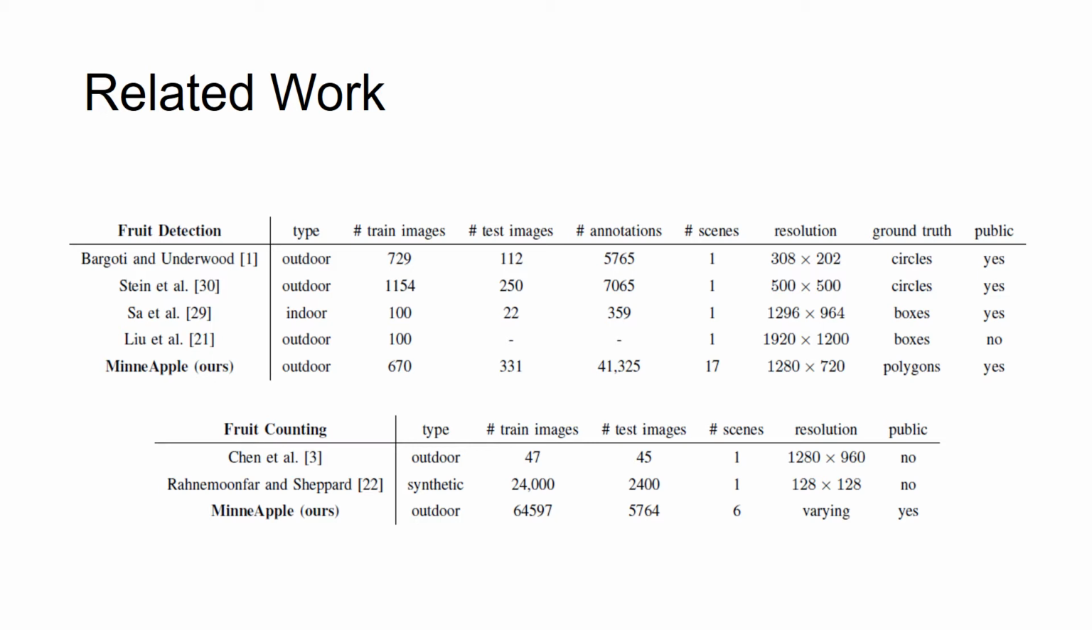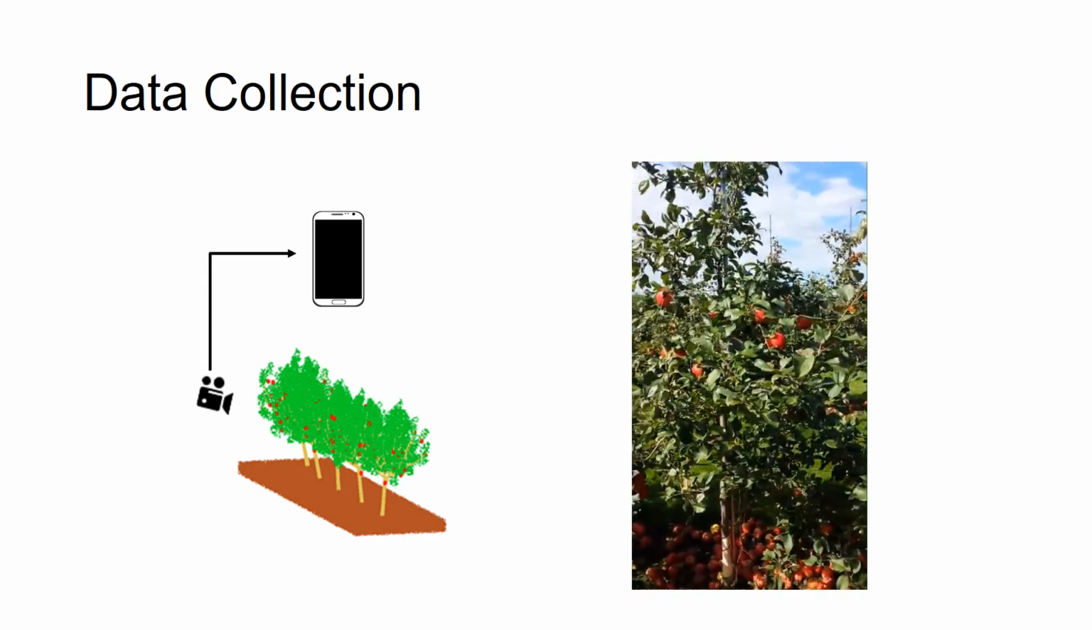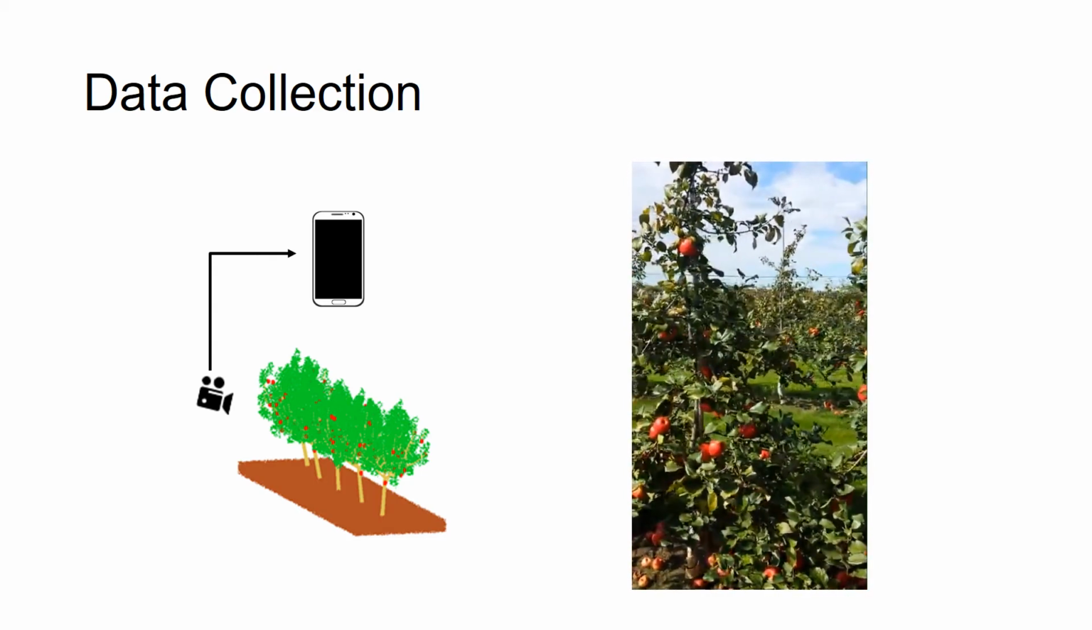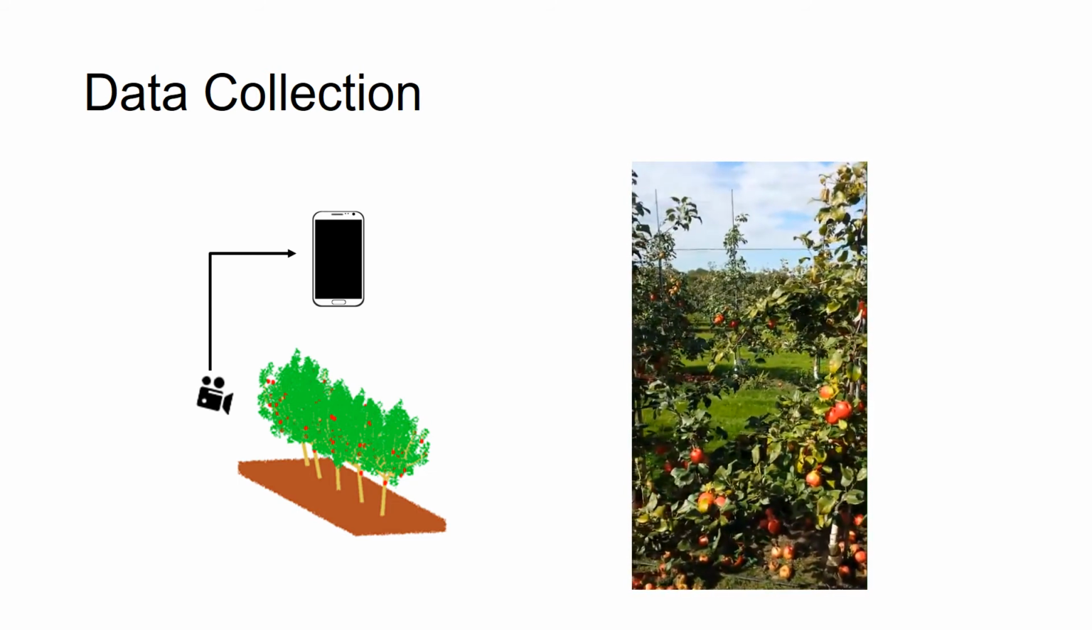Our MinneApple dataset contains over 1,000 images, with over 41,000 labeled instances of apples. The object instances are small compared to the image size, and a single image may contain between 1 and 120 objects. We collected data from multiple fruit varieties over 2 years to create the largest and most diverse dataset of its kind. The data for this paper were collected at the University of Minnesota's Horticultural Research Center between June 2015 and September 2016.